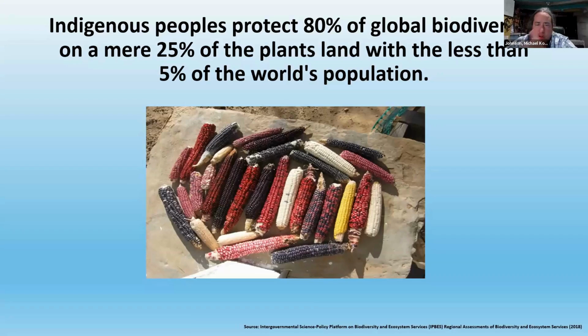So, first of all, this is always a stunning fact, and I kind of start some of my presentations with this, but right now, indigenous people are responsible for 80% of global biodiversity on just 25% of the planet's land, with less than 5% of the population. So if you really think about that, it's pretty incredible. We're basically the true stewards of the globe, and 80% of biodiversity we're responsible for now.